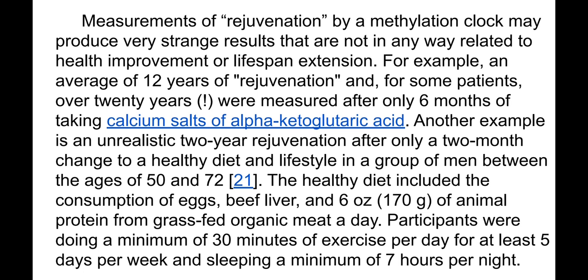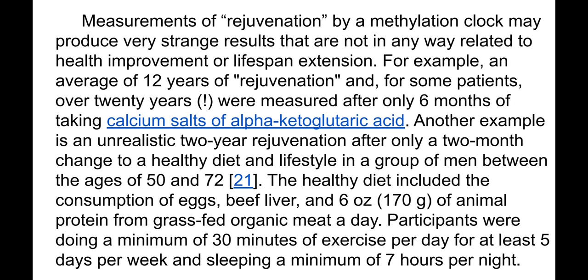Another example is an unrealistic 2-year rejuvenation after only 2 months of changing to a healthy diet and lifestyle in a group of men between ages 50 and 72. You can read this publication. The healthy diet included consumption of eggs, beef liver, and 160 grams of animal protein from grass-fed organic meat a day. I love this diet. I wish I could follow the same. I try, but maybe I cannot afford so much grass-fed organic meat. But I love this diet. But 2 months of this diet cannot rejuvenate you.